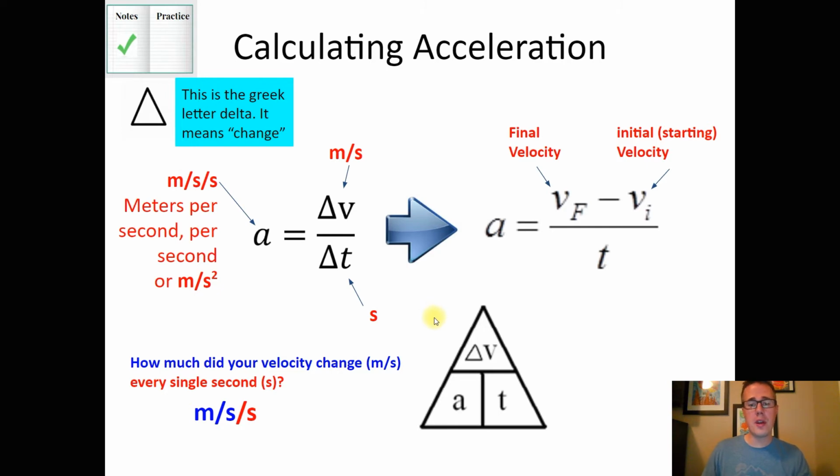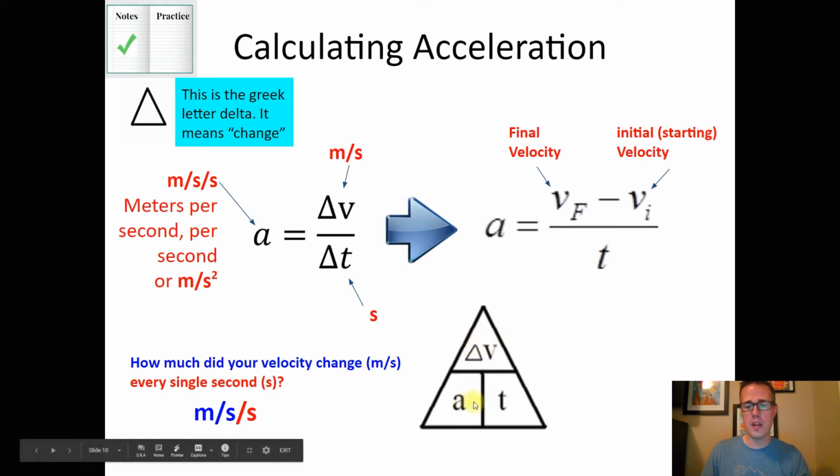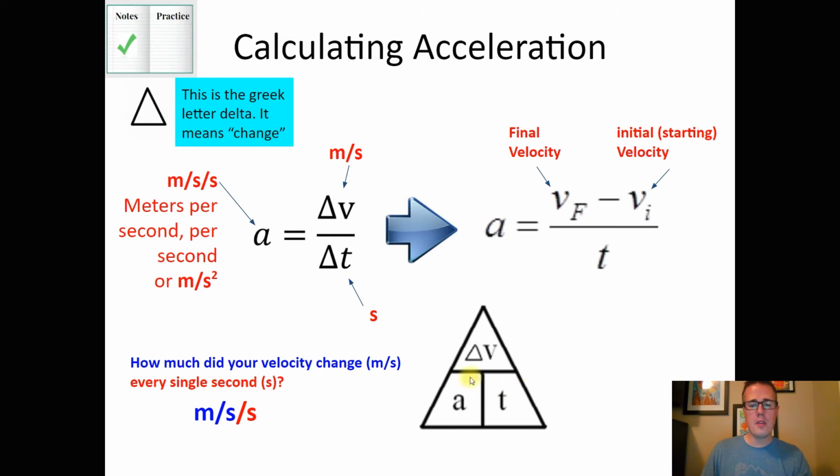This equation also has a handy triangle, just like some of our other equations. This should also go into your notes so that you can solve for any part of the equation. If you want to solve for how much the velocity changed, that's on the top part, you would just do acceleration times time. If you wanted to solve for time, you could cover the t, and you would get change in velocity divided by acceleration. And acceleration, of course, is velocity over time.